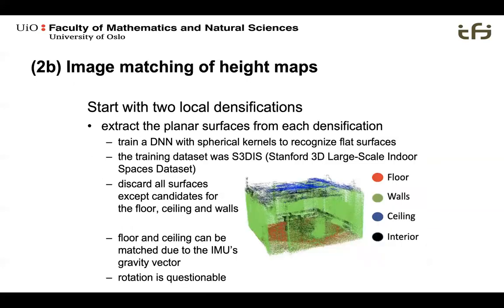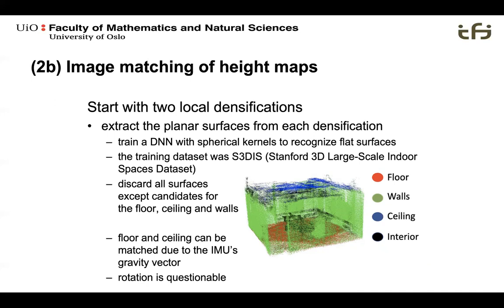The second approach uses image height maps. That is inspired by a master thesis that was done in collaboration with the University of Toulouse and Géraldine Morin. In this approach, we are starting with two local densifications. So we take the first one and we move the LIDAR, and then we take a second dense local scan. Then we extract the planar surfaces from each densification. We train a deep neural network with spherical kernels to recognize flat surfaces. The training is done with the Stanford 3D Large-Scale Indoor Spaces dataset. We discard all surfaces except for candidates for floor, ceiling, and walls.